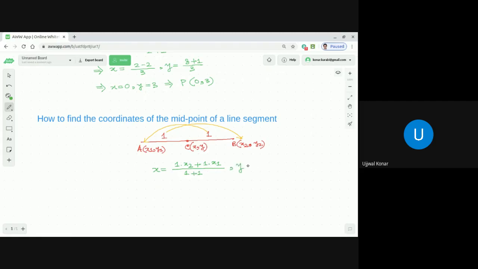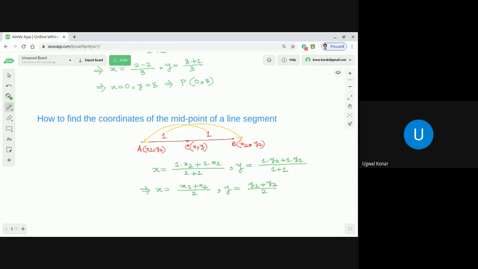And what is y? y should be 1 into the y coordinate of the point B, that is y2, plus 1 into the y coordinate of the point A, divided by 1 plus 1. So from here we get x is equal to (x1 plus x2) divided by 2, and y is equal to (y1 plus y2) divided by 2. This is the way we can find the coordinates of the midpoint of a line segment when you know the coordinates of the two extreme ends of the line segment.